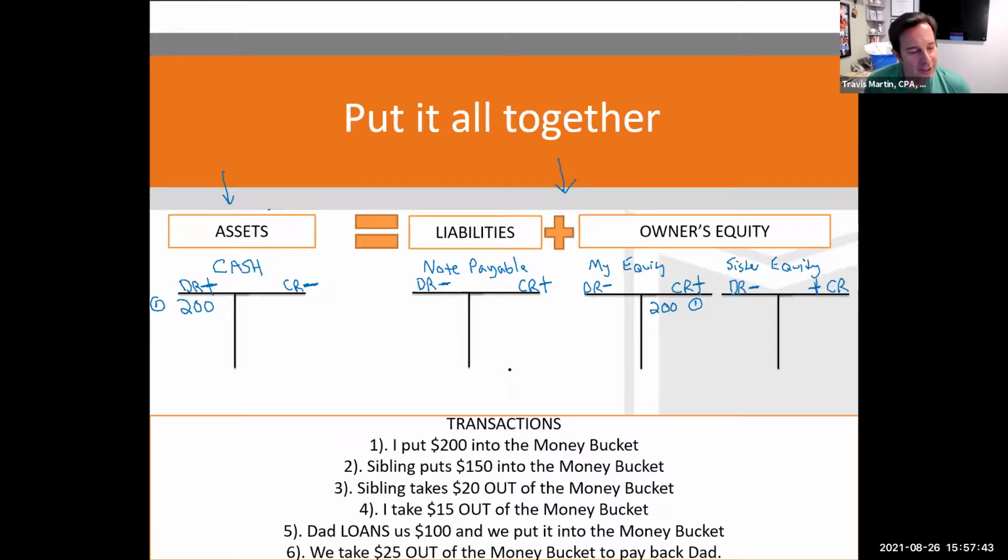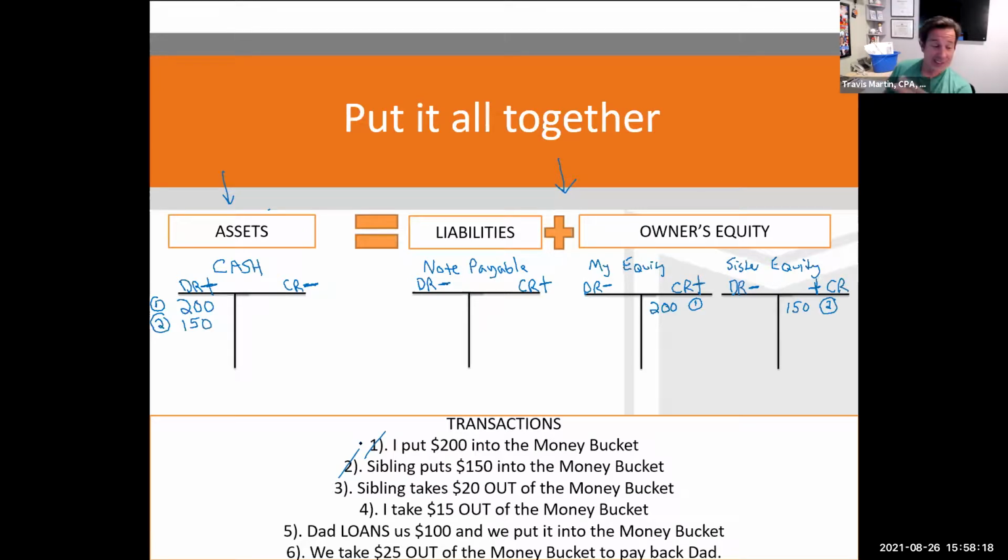Awesome. Number 2, we'll go ahead and fill that one in. Ryan kind of showed the way there. So we'll put $150 in the cash bucket, and we'll put 150 under equity for the sister as a credit. Easy, right? People get paid to do that? Where's the challenge?